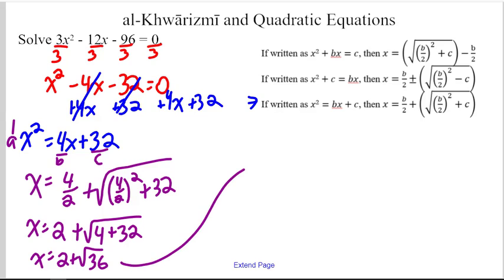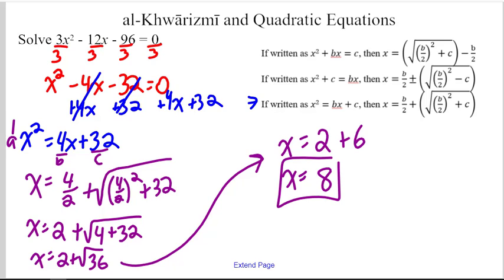So I'm going to just carry this over here. So I've got x equals 2 plus the square root of 36, and the square root of 36 is 6. So x would equal 8. And so my only positive root for this quadratic equation would be x equals 8.